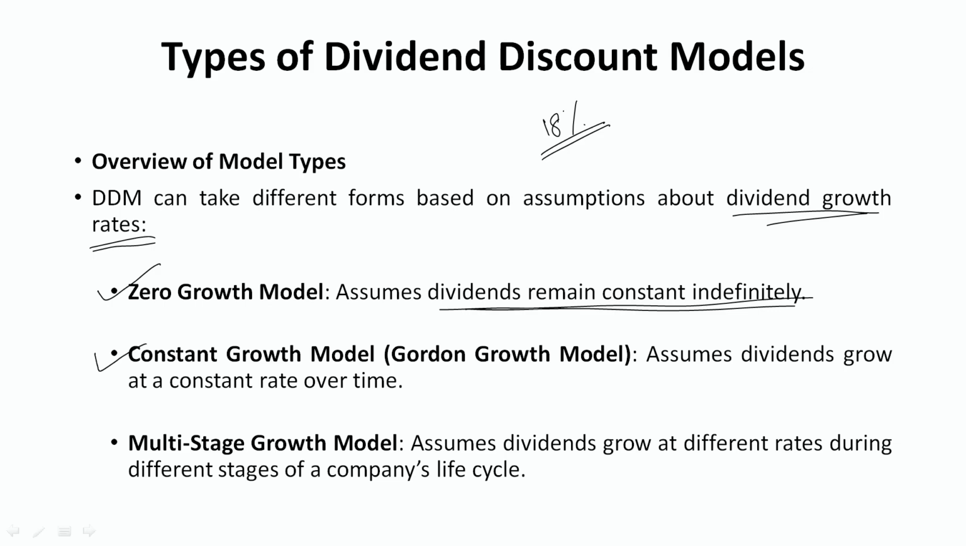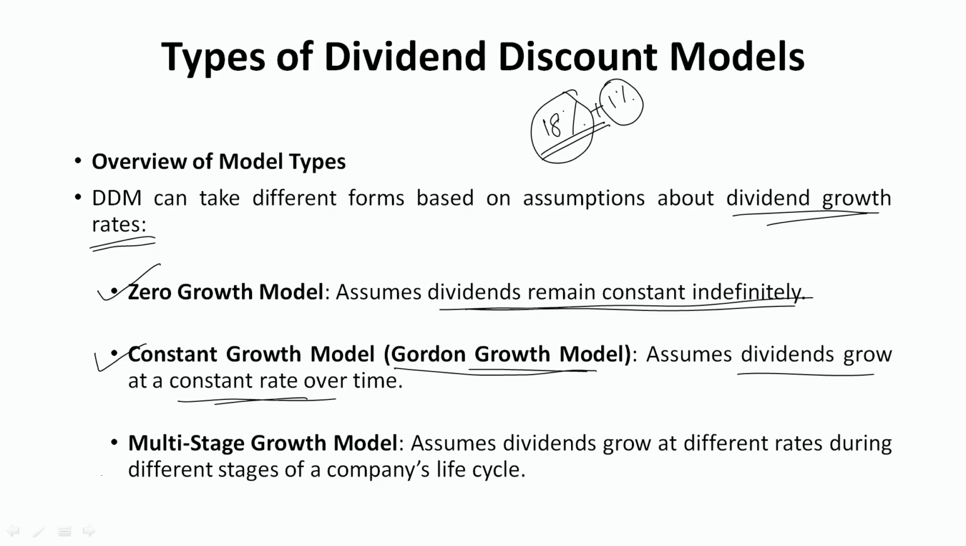Then you have a constant growth model. The constant growth model has another name, it's the Gordon growth model. Here what is happening is, I say that every year there will be a growth rate of say 1%. So this is constant, this is going to be the growth rate every year. So first year I am going to give you 18%, second year 19%, third year 20%, like that it is going to vary. So this is considered to be a constant growth model, where you assume the dividends to grow at a constant rate over time.